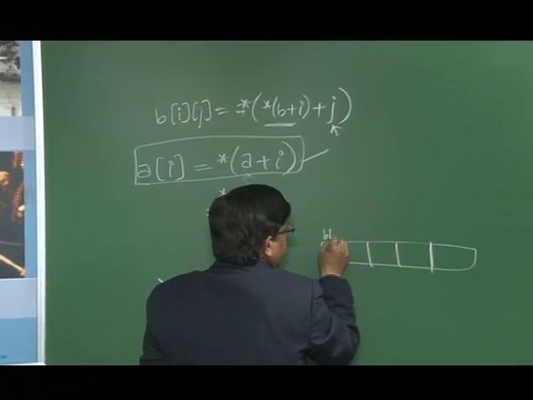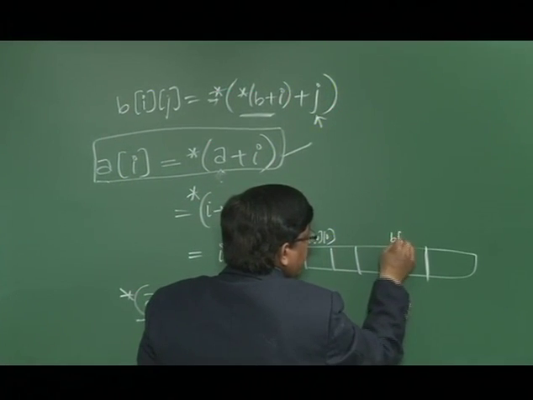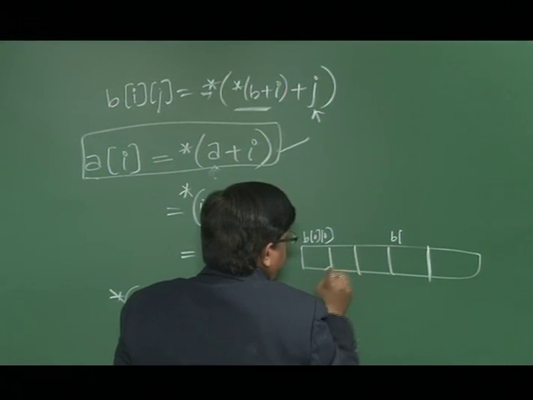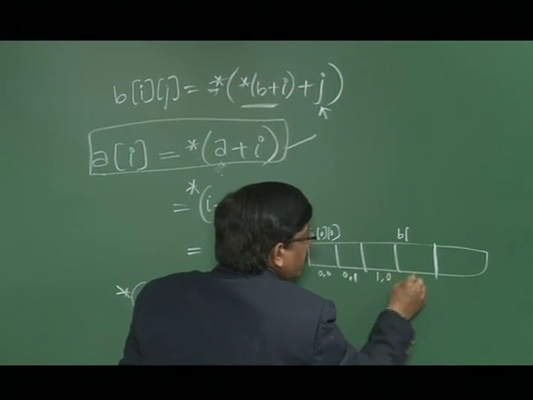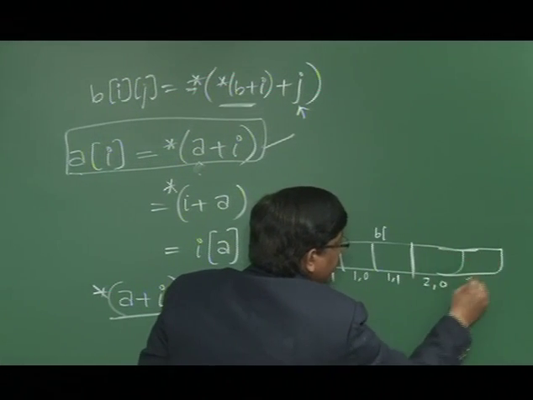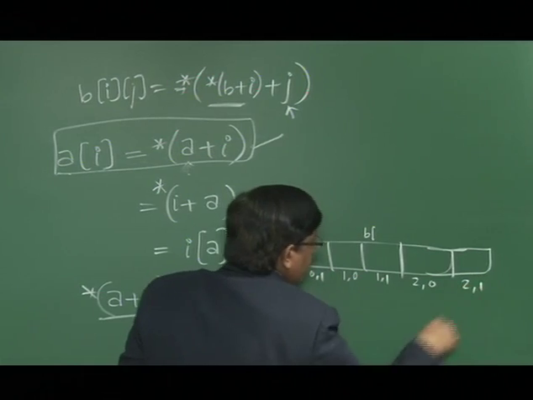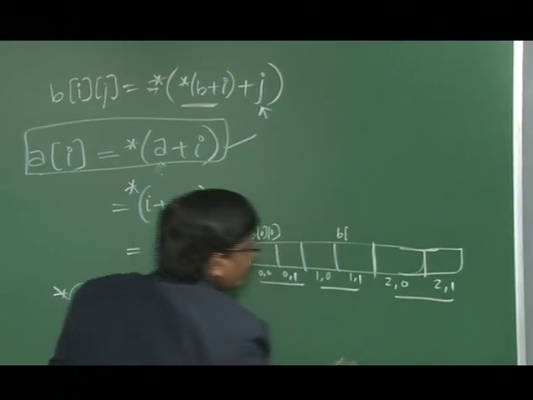Say for example it is B of 0 0, and somewhere here we have 0 0, 0 1, 1 0, 1 1, 2 0, and we have another element there, 2 1. So altogether this is one row, this is another row, this is the third row. We have 3 rows there.